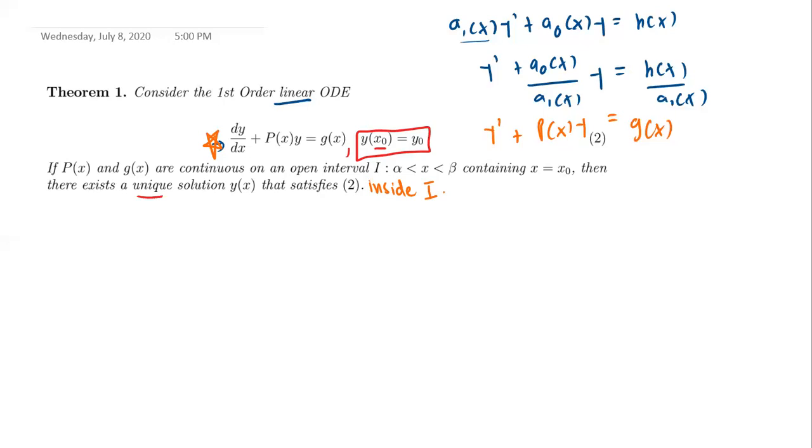So this is very powerful because, again, I mentioned in the previous video the importance of knowing whether a problem has a solution and whether it's unique. And here, given this initial value problem, there's a very easy condition that we have to check to know whether this problem has a solution, and in fact that it's unique. All you have to check is that p of x and g of x are continuous on some interval containing x naught. As long as you have that, you're guaranteed that a solution exists inside whatever interval you found. So that's what the theorem says.